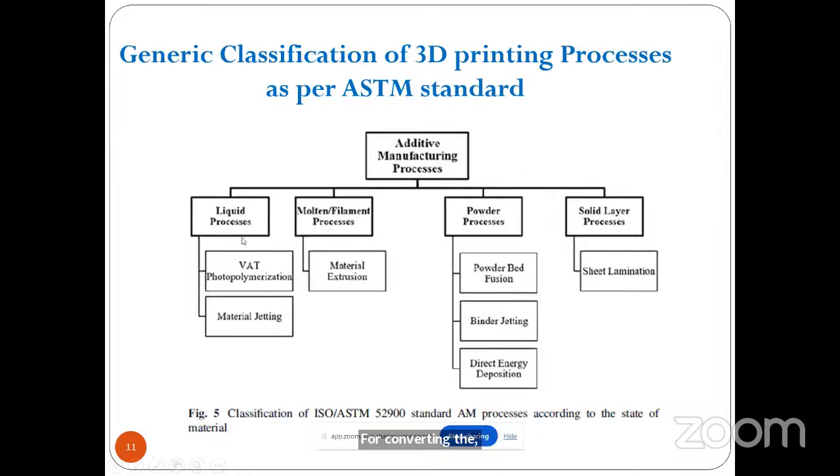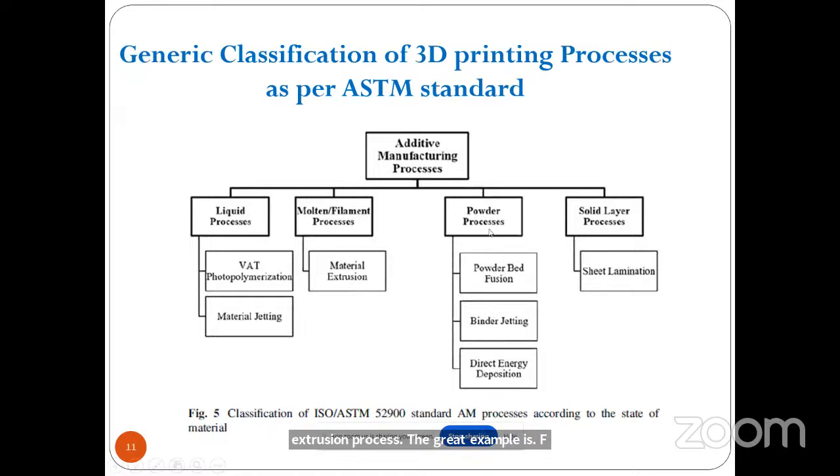So the given material is in the form of liquid. Then we have two technologies. One is wet photopolymerization, in general we call it SLA, stereolithography apparatus. Another type is material jetting, where liquid resin is also given as the input material. The second one is the molten or filament process, in which the raw material is in filament or wire form. We use the term material extrusion process. The great example is FDM.